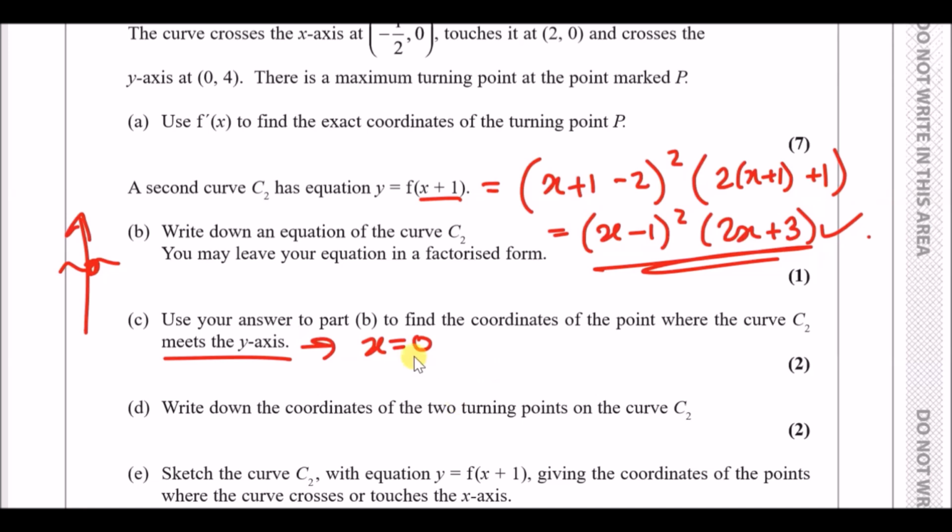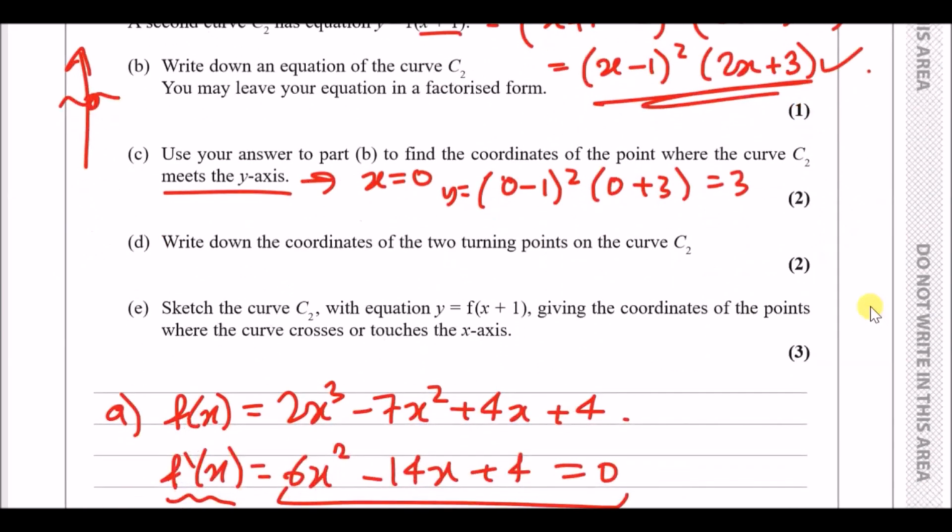So when x equals 0, you just plug into this equation here. You're going to get y equals 0 minus 1, squared, and then 2 times 0, which is 0, plus 3. So this is your final result. Put this in the calculator, and you should get a y coordinate of 3. Therefore, the coordinates of the point where curve C2 meets the y-axis are simply x is 0 and y is 3.